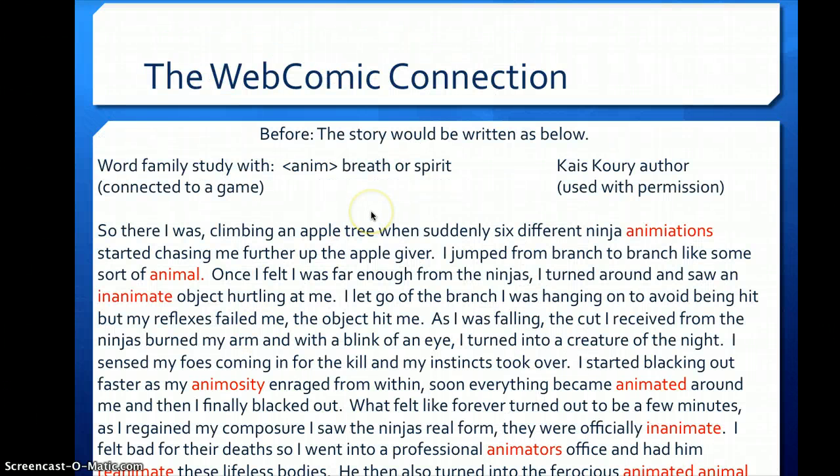So here is a story on the A-N-I-M base written by Kais Khoury. He used it with permission. Actually, he was quite excited, and it is connected to a game. I hope that you will take time to pause this and maybe even read his story. As a group we would, during the professional development module, look at it. I highlighted in red all of his uses of the A-N-I-M base. It was quite well done.